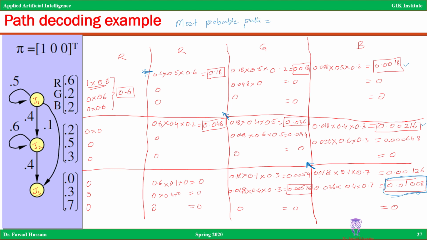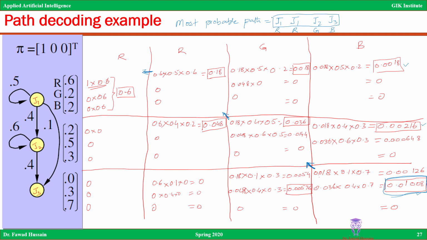So this is J1. J1 from where I got the first red, then J1 again from where I got another red, then J2 from where I got the green, and J3 from where I got the blue. So given that we have RRGB, it's most likely that we got it from the first jar, the second jar, and the third jar. So this is basically the answer.